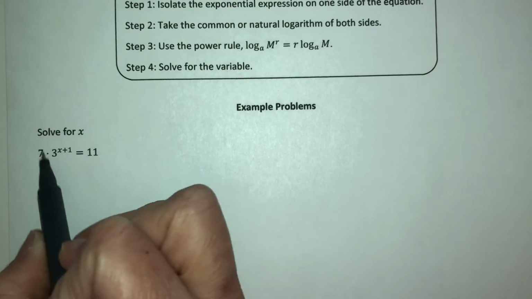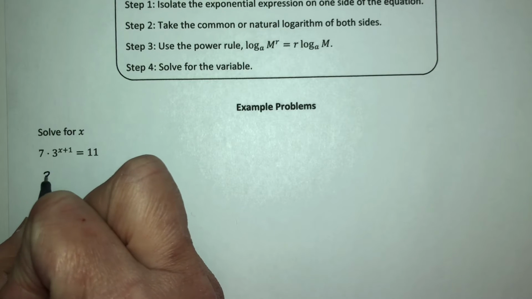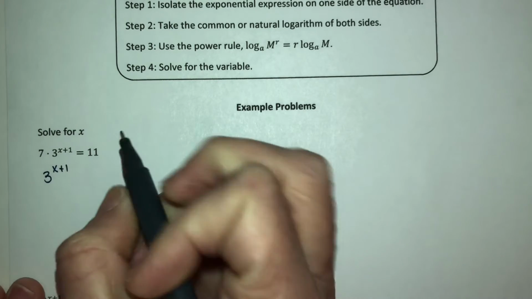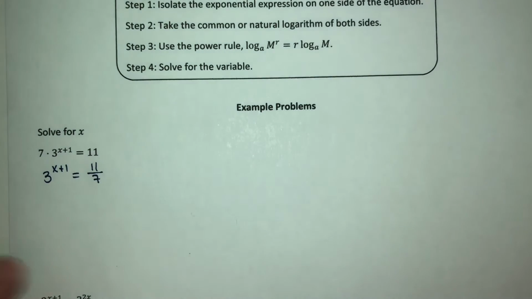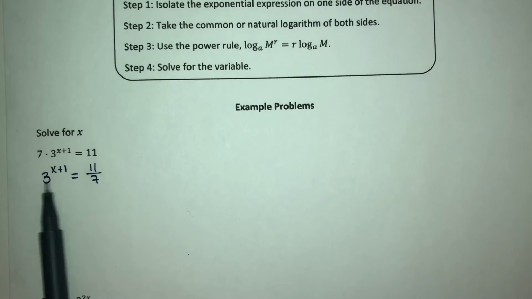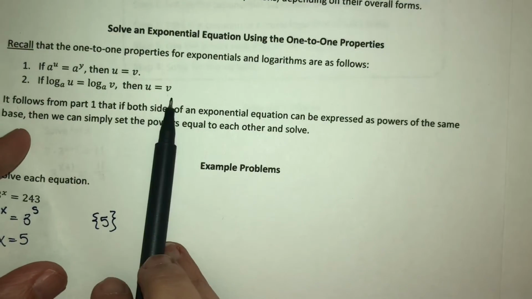I need this term by itself, so I'm going to divide both sides by 7, and I get 3 to the x plus 1 power is equal to 11 over 7. You do not want to use a decimal approximation until the very end of any of these problems. Okay? So what do I have right now? I have two things that are equal to each other. I have the u equal v part.